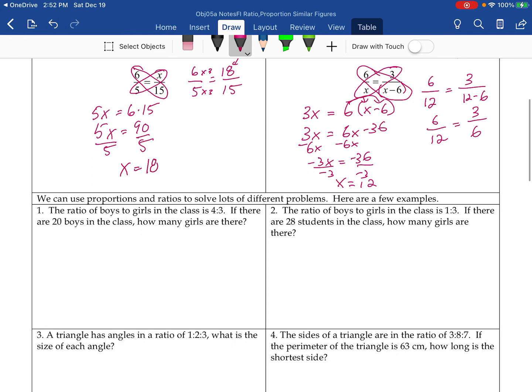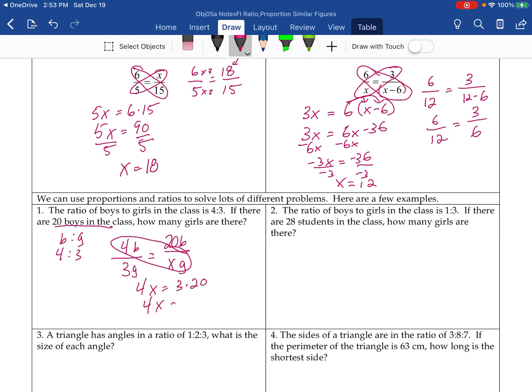Now we're going to use some ratios and proportions. The ratio of boys to girls is 4 to 3. If there are 20 boys in the class, so boys over girls is equal to, okay, we know that there are 20 boys and we're trying to find X number of girls. So you can cross multiply. That's going to be 4 times x is equal to 3 times 20. 4 times x is equal to 60. Divide by 4, x is equal to 15. So there are 15 girls.